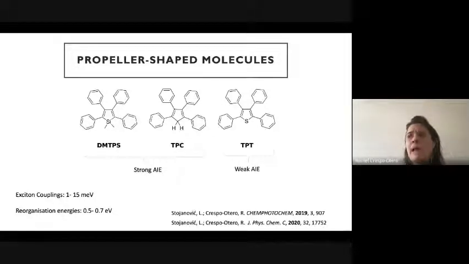First of all, I want to tell you that when we look at the exciton couplings in that system, the exciton couplings are related to the splitting of the energy levels that happens because of the formation of dimers. When you are in condensed phase, you can see the exciton couplings are extremely small, and much smaller than the reorganization energies, the energy the system gains because of the relaxation in the excited state. So it's expected that these excitations are going to be extremely localized on the monomers.